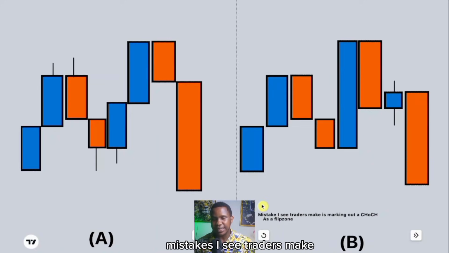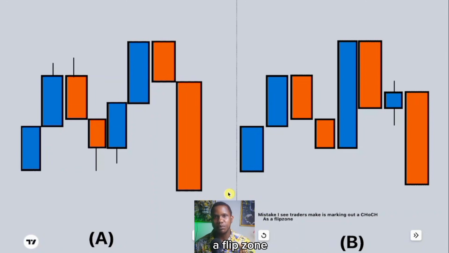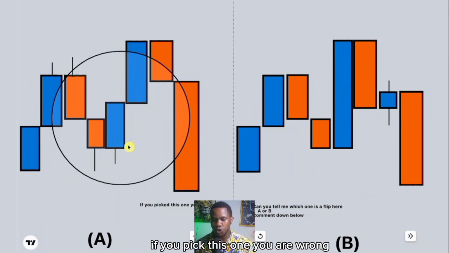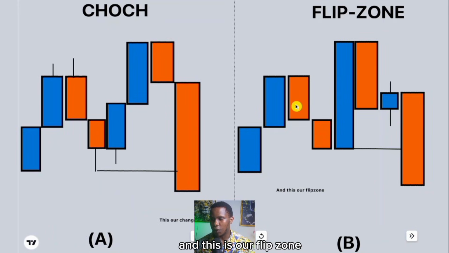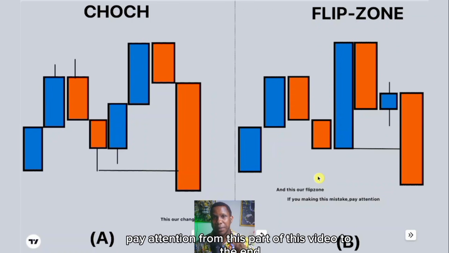The mistake I see traders make is mapping out a change of character as a flip zone. Can you tell me which one is the flip here? Comment down below. If you pick this one, you are wrong. This is our change of character, and this is our flip zone. If you're making this mistake, pay attention from this part of the video to the end.